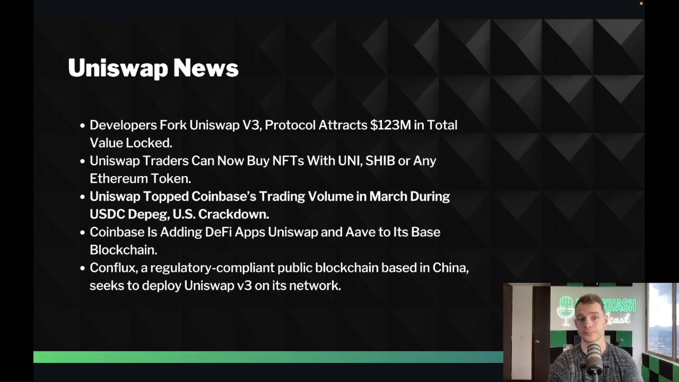Next piece of news, Uniswap traders can now buy NFTs with Uni, SHIB, or any Ethereum token. So yeah, we're getting into the NFT game with DEXs as well. It's going to be big.